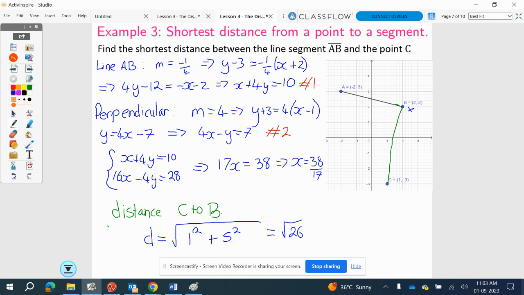And x plus 4y equals 7, how did you get that? X plus 4y equals 7, that's the equation of line AB.